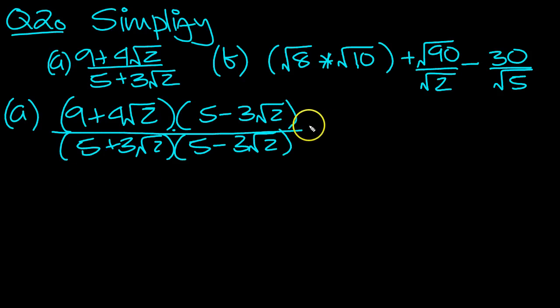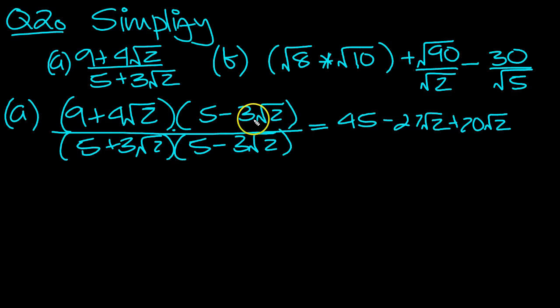So that equals, so we get 9 fives is 45. Then we've got minus 27√2 plus 20√2. And then lastly we've got 4 times 3 is 12 times minus 3, isn't it? √2 squared is 2. Times the minus 12 is minus 24. All over. Now here these middle terms disappear because we're rationalizing the denominator.